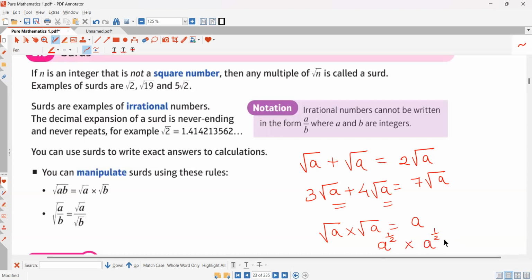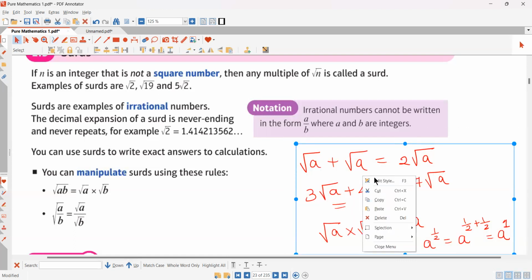Half will be equal to a raised to half plus half, which is equal to a raised to 1. This is the reason root a multiplied by root a is a only, not root a only. Okay. Now, this is another thing that you guys are supposed to know.